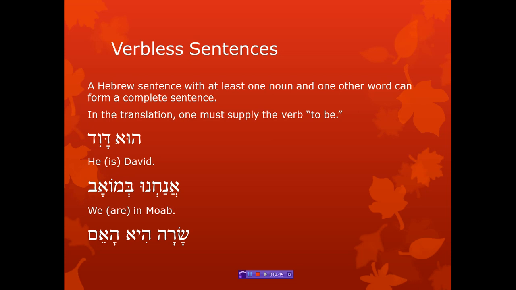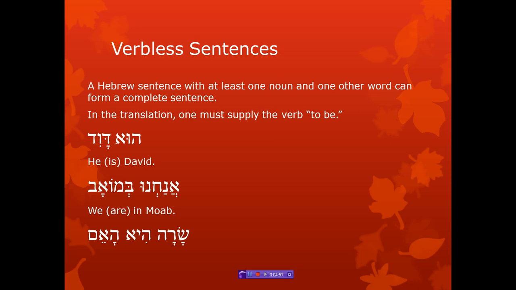Let's look at the next one. Sarah hi. Sarah, this is the name Sarah, no explanation needed. Hi, do you remember what hi means? Hi is the pronoun for she. This hi means she, and hu means he.